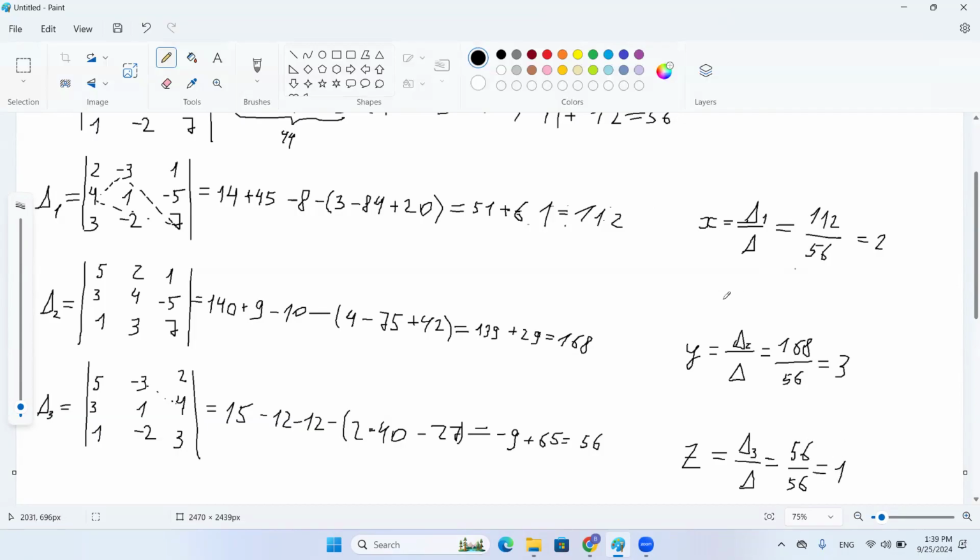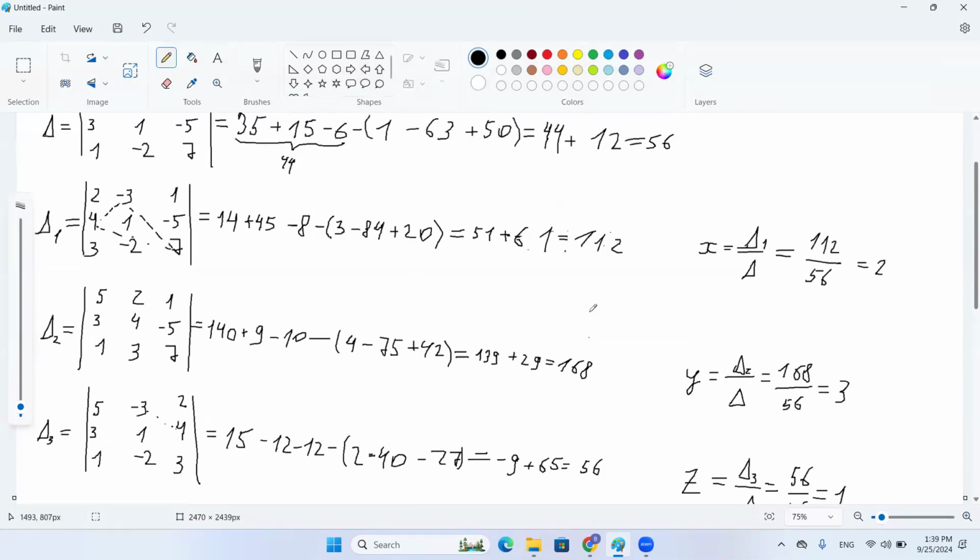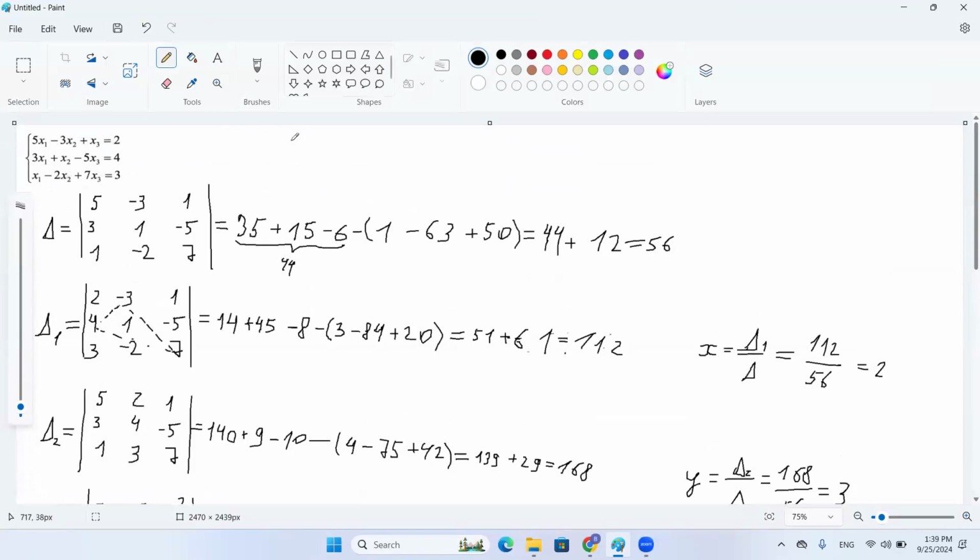So, but let's write it in detail and then the final result. Okay, and now let's verify that the result is correct. So what we do, we just check ourselves. So multiply 5 by 2 minus 3 by 3 plus 1. So 10 minus 9 plus 1 is 2. So the first equation is correct.